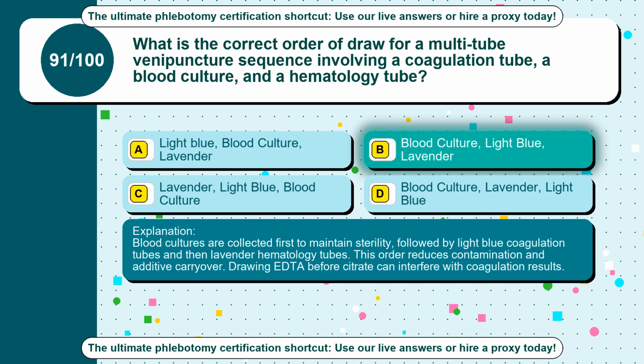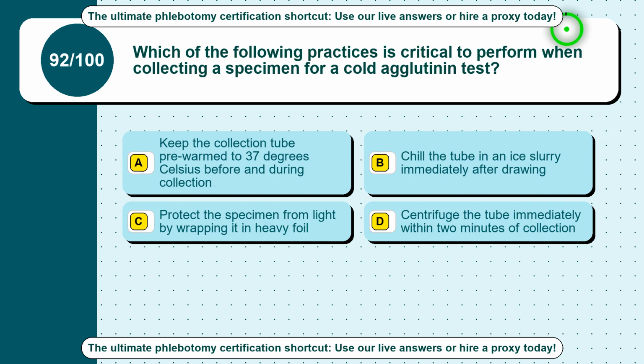Blood cultures are collected first to maintain sterility, followed by light blue coagulation tubes and then lavender hematology tubes. This order reduces contamination and additive carryover. Drawing EDTA before citrate can interfere with coagulation results. Question 92. Which of the following practices is critical to perform when collecting a specimen for a cold agglutinin test?